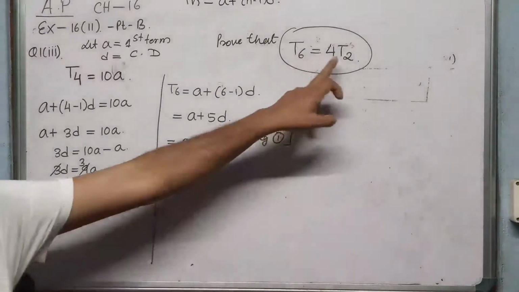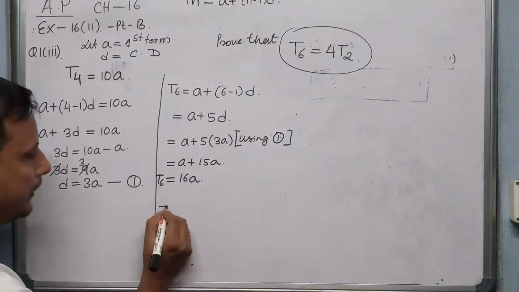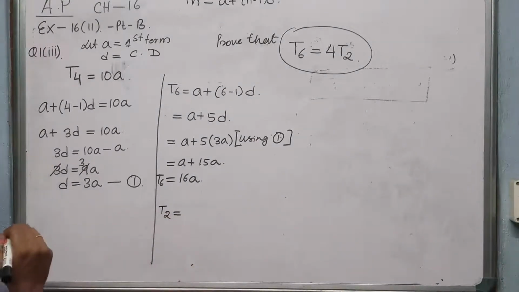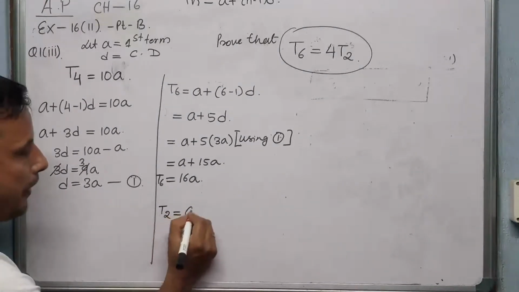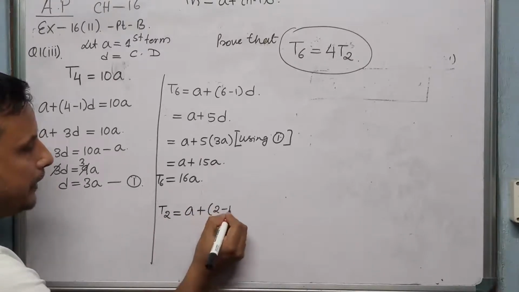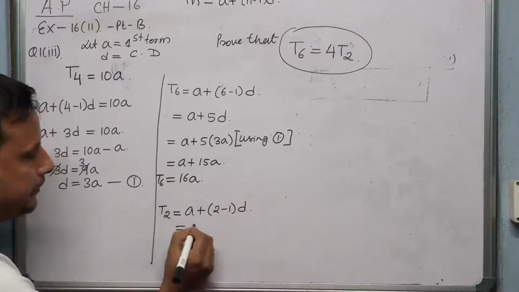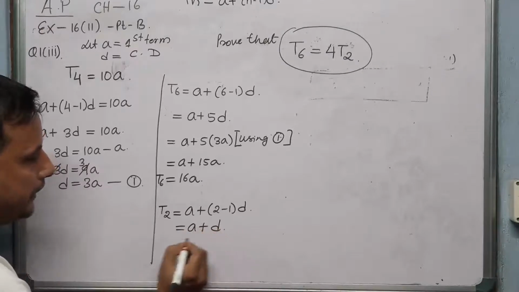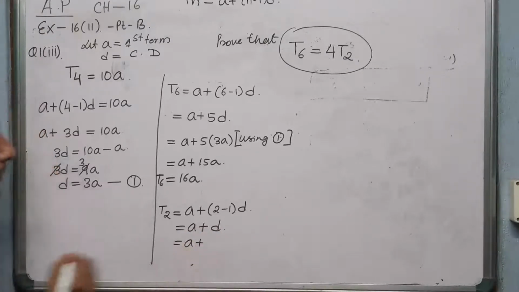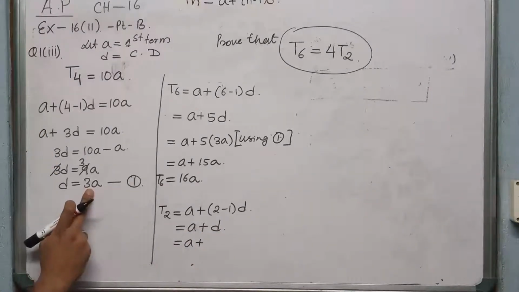Again, I'll calculate the second term. The second term is given by A plus (2 minus 1) into D, that is A plus D. Now what is the value of D? D is equal to 3A, again using equation 1.